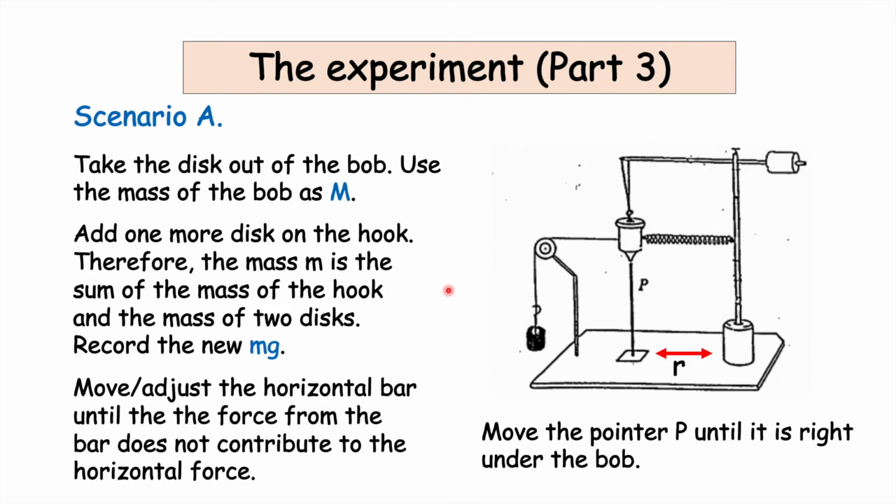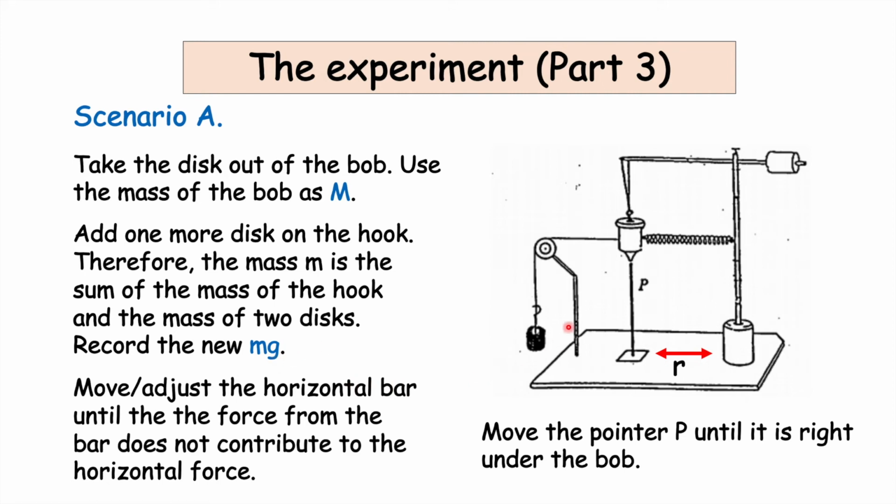Next, part 3. Scenario A. Take the disc out of the bulb. So now the mass of the bulb is the mass with capital M. Add one more disc on the hook. Therefore now the mass with lowercase m is the sum of the mass of the hook and the mass of two discs. Record this new mg as the computed force.